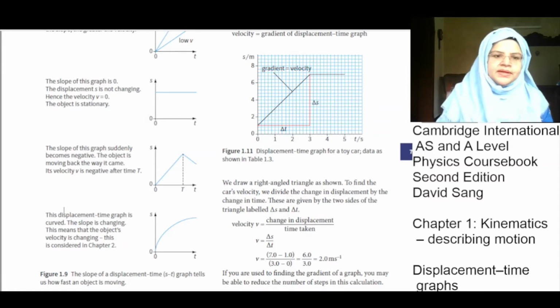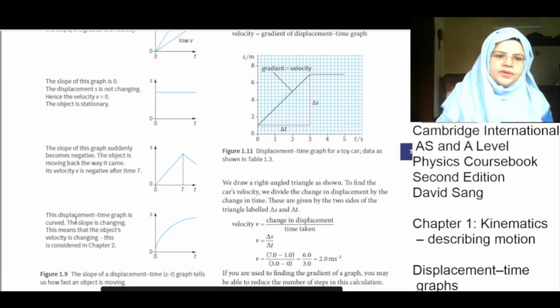The displacement time graph is curved. This slope is changing. This means object's velocity is changing. This is considered in chapter 2. If we look at the displacement time graph at t is equal to 0, the slope is steep, which means velocity is high, and after a certain amount of time, the slope is less steep, which means that it is moving slower, hence velocity is decreasing with time.